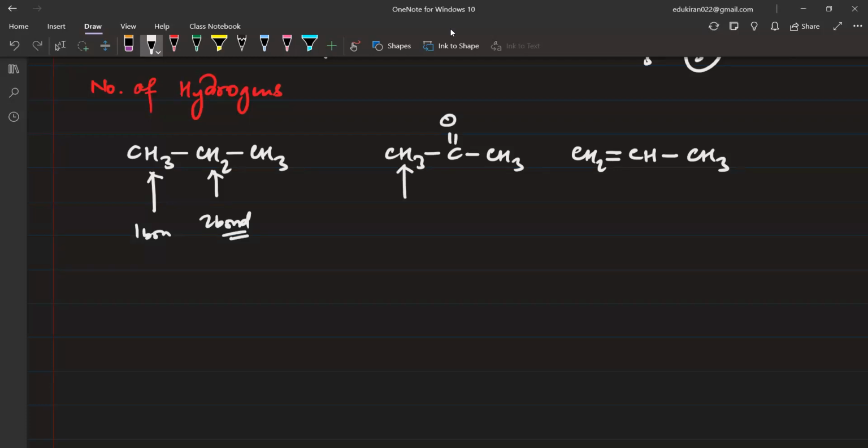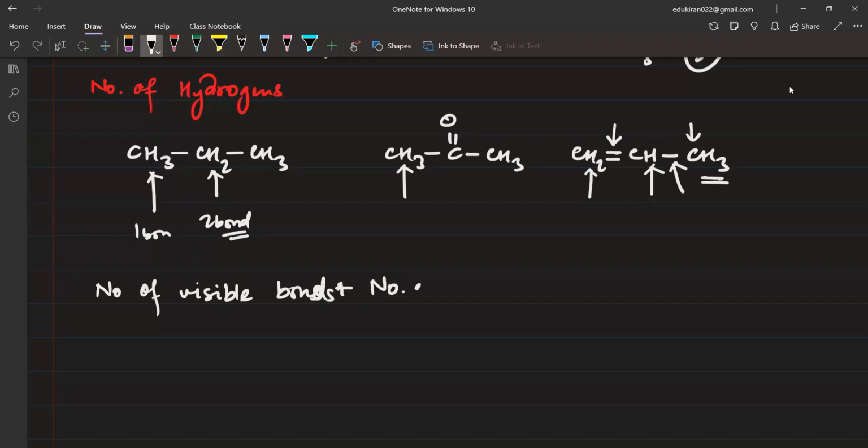Here you can see 3 hydrogens and 1 bond. Now this carbon atom, you can see all the 4 bonds. That means it should not have any hydrogen. Now here you can see that it is having 2 hydrogens and there are 2 bonds that you can see. This carbon atom is having 3 bonds that you can see, and that is why it is having 1 hydrogen. This carbon atom has 1 bond that you can see, and that is why it is having 3 hydrogens. Okay, so the number of visible bonds plus the number of hydrogens on carbon should be equal to how much? Should be equal to 4.